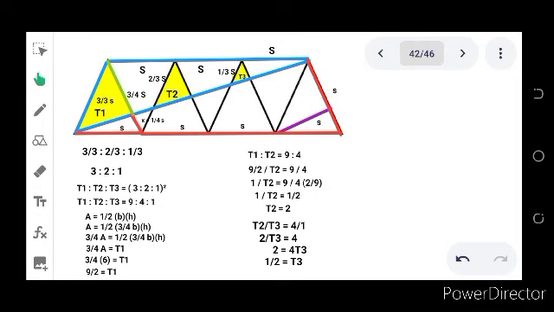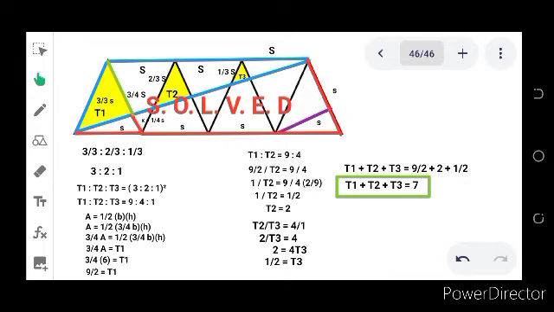So since we're going to solve for the area of the 3 yellow triangles, we have T1 plus T2 plus T3 equals 9 over 2 plus 2 plus 1 half. That gives you 7. This is our answer, and the problem is solved.